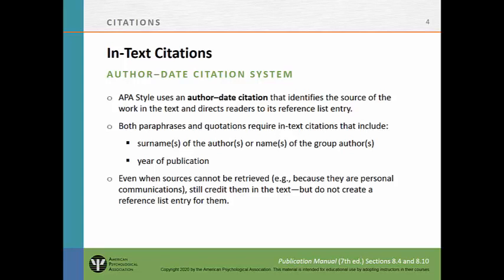We use an APA author-date citation style. That means we're identifying the author by their surname or surnames and the date that the work was published. Paraphrases and quotations both must have the surname of the authors, or if it's a group of authors, then you need to name the author group. It needs the year of publication. You still credit things that aren't accessible in text, but you don't have to put them in your reference list.